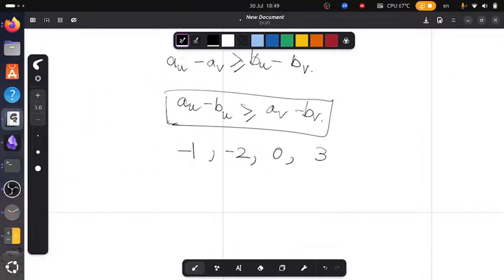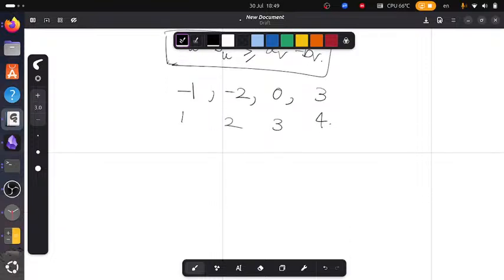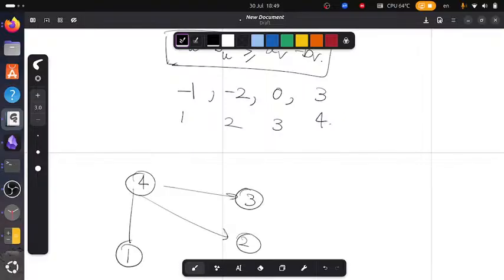So this will point to what? So this will be 1, 2, 3, 4, right? Now 4 will point to all the elements. So it's going to point to all the nodes. So it's going to go to 3. It's also going to go to 2. It's also going to go to 1.